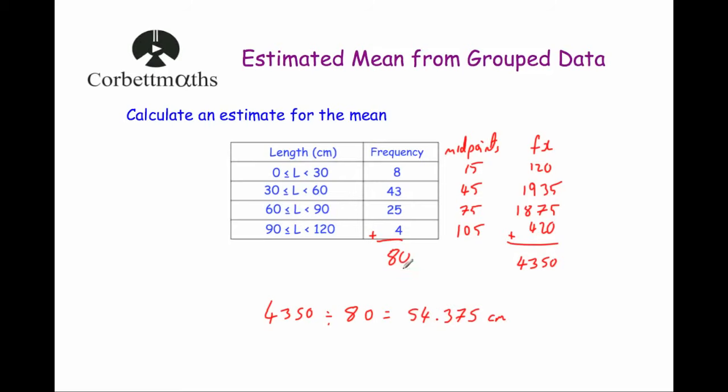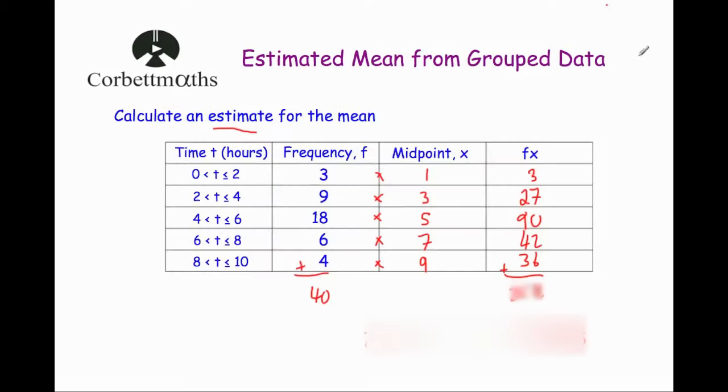Write down the mean to a sensible length here, so that's fine, 54.375 centimeters, and that's it. So whenever you're working out the mean for grouped data, it's going to be an estimate of the mean, because we don't actually know the exact values inside each of the intervals, so we just choose the midpoint. When you find the midpoints, times them by the frequencies to get the FX column, add that up to get the grand total, and then divide it by the total frequency. Sometimes the total frequency is mentioned in the question, but if you want to work it out, just add up the frequencies, and that's it.